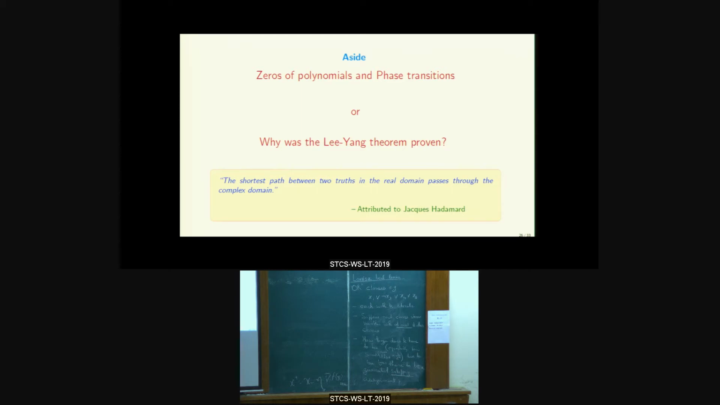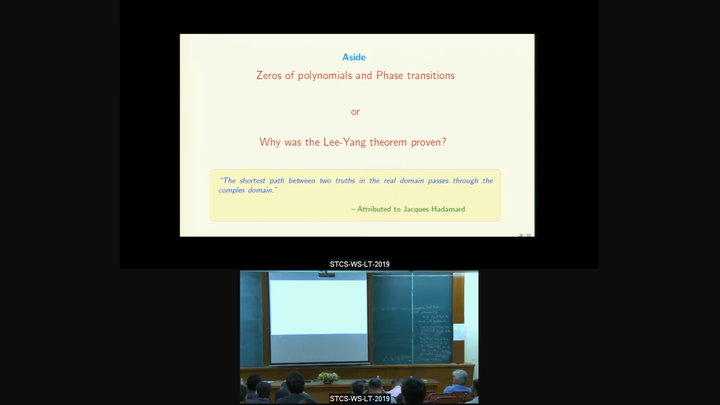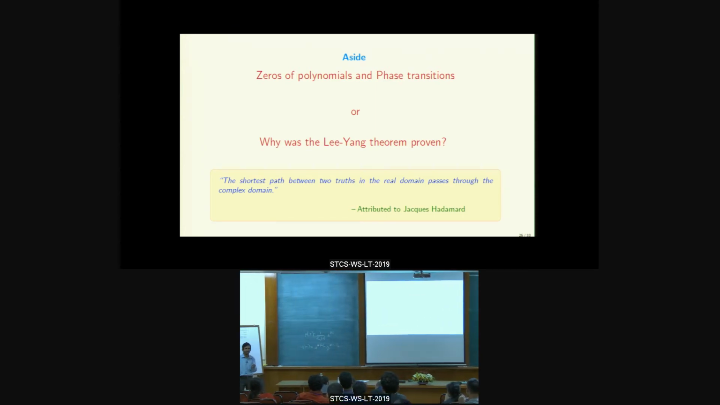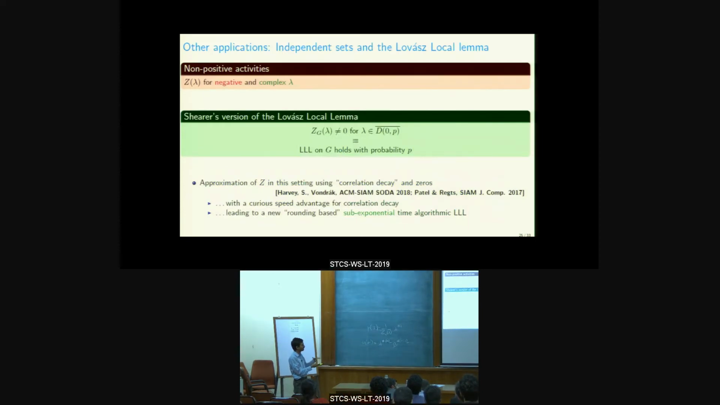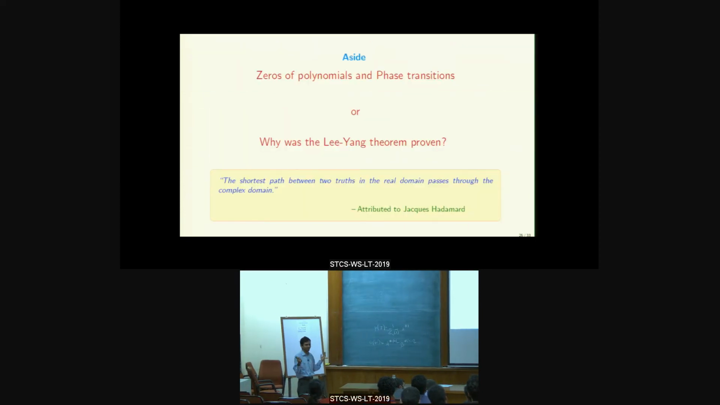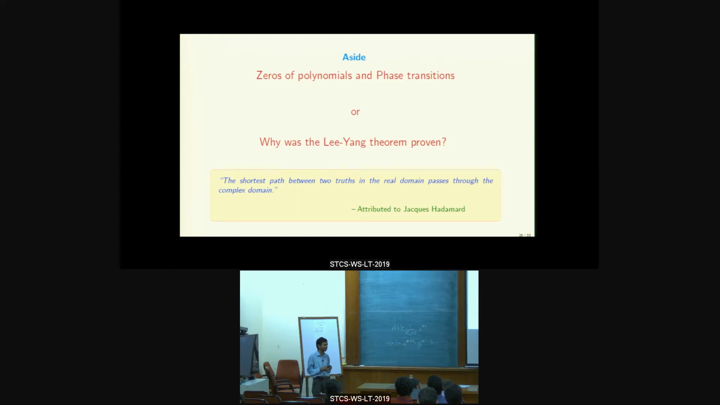But one aside I wanted to say is why would Lee and Yang have proven their theorem about complex zeros of the partition function? Of course, the physical setting is only positive beta, positive lambda. Even for the independent set, I said that there is an application to the Lovász local lemma, but that comes much later. Earlier, it's not there. So why would you be interested in complex zeros of a physical partition function?